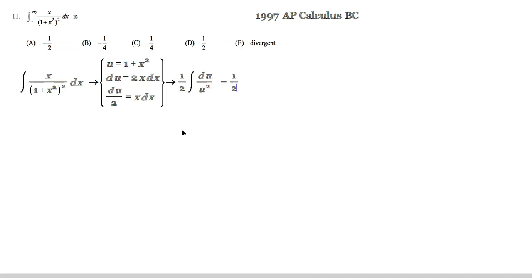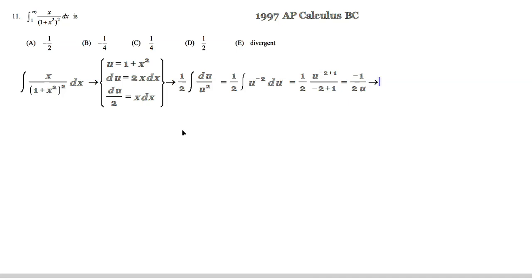And from here, this becomes 1/2 times the antiderivative of u raised to the negative second du. Then anti-differentiating, I would have 1/2 times u raised to the negative second plus 1, divided by negative 2 plus 1, which nicely gives negative 1 in the bottom. Negative 1 times 1/2 is negative 1/2 out front now, and it's u to the negative first, which you can put in the bottom as just u.